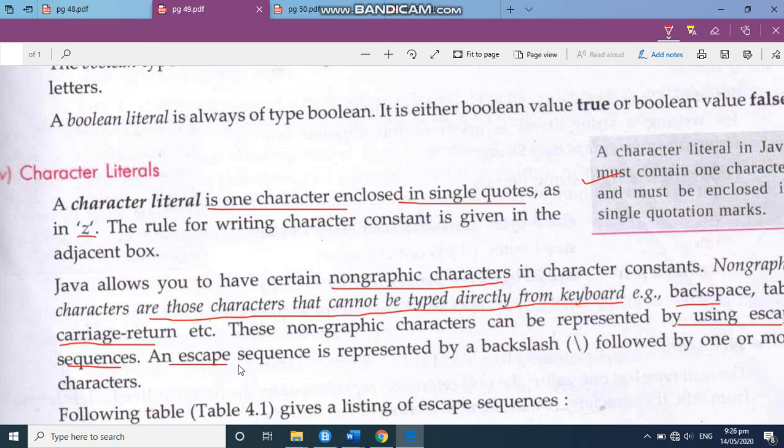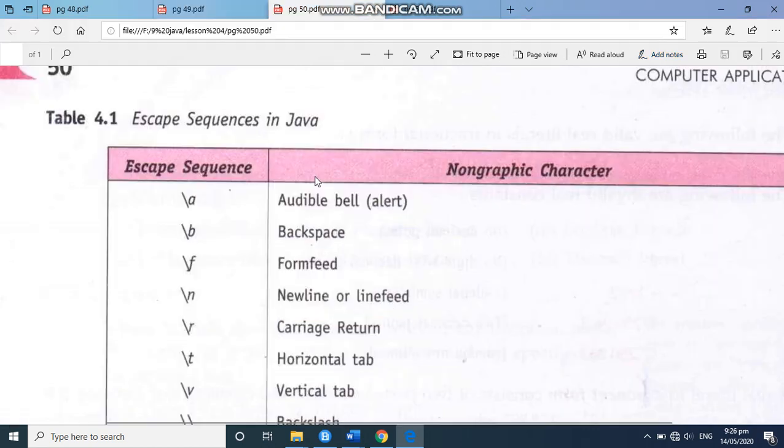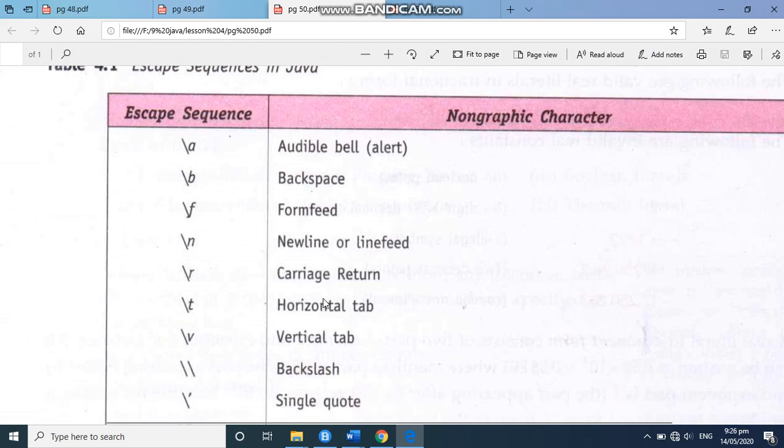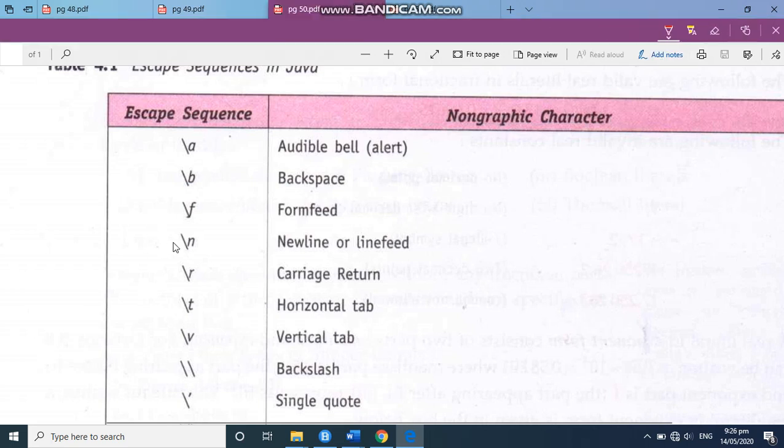Now an escape sequence is represented by a backslash, very important question, followed by one or more characters. So we have in the following page a table showing a few escape sequences. See this. So this table, like escape sequence backslash A, represents an audible bell. So all these are there, but you have to worry about this, like backslash n, this is the new line character. When you're writing System.out.println, that ln means new line character, it will take the cursor to the new line. This is for the return key.